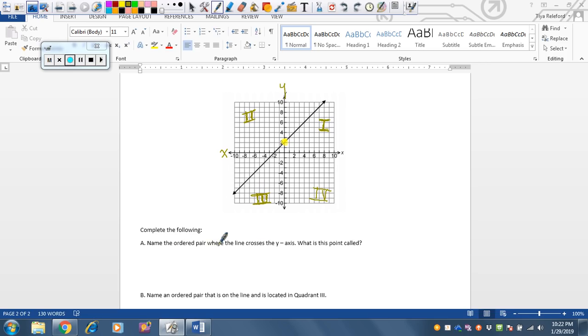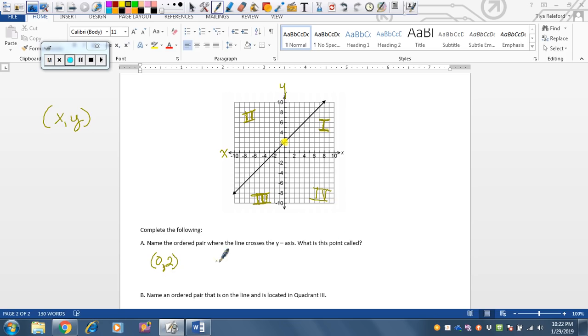So it says name the ordered pair where the line crosses the y-axis. So ordered pair, that's this, where it's x, comma, y. Where it crosses the y-axis, what is the x for that spot? Did you go sideways? Not at all. So your x is 0. And your y, we said was 2.